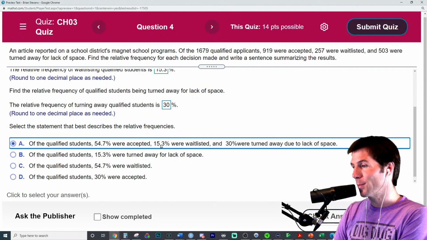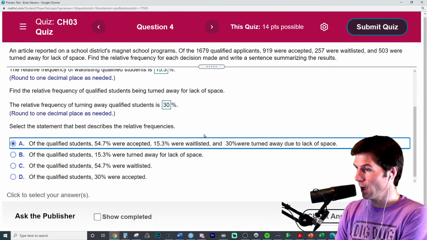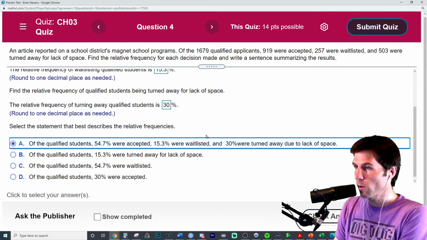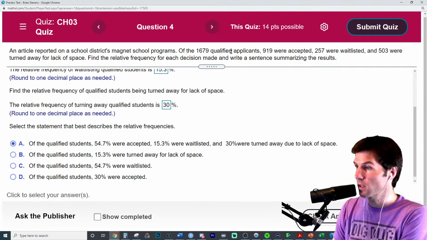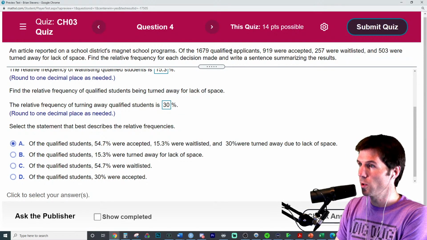Use the numbers below, practice, and make sure you realize that this is univariate categorical. We're doing one categorical question. I think a lot of times people think this is quantitative because they see numbers. But remember the response to this was, were you waitlisted? Were you accepted?